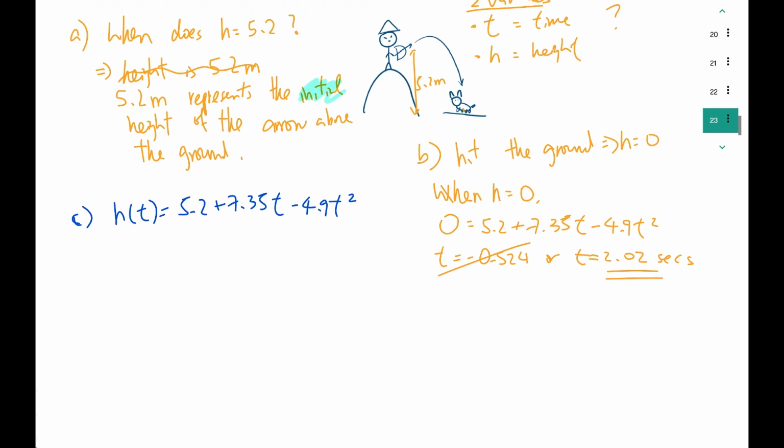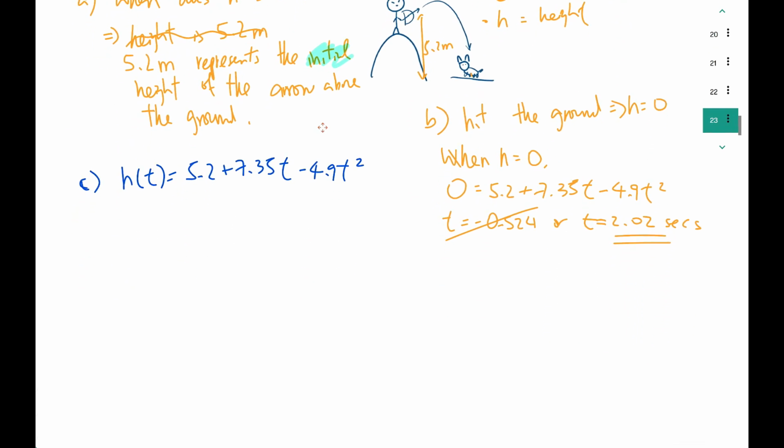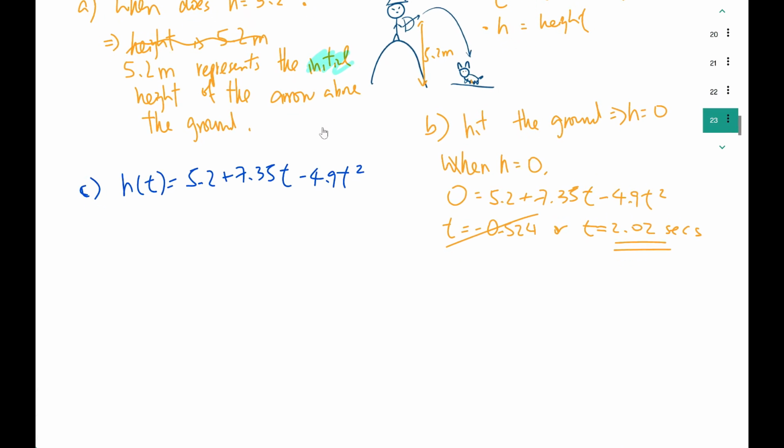We need to complete the square. Okay, it's going to be quite ugly, but here we go. So to complete a square, we want to rearrange the equation to put the t squared, or the quadratic square term, in the front. So I'm going to rewrite as minus 4.9t squared plus 7.35t plus 5.2.